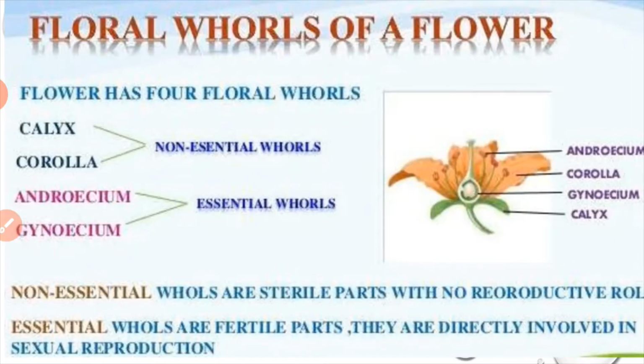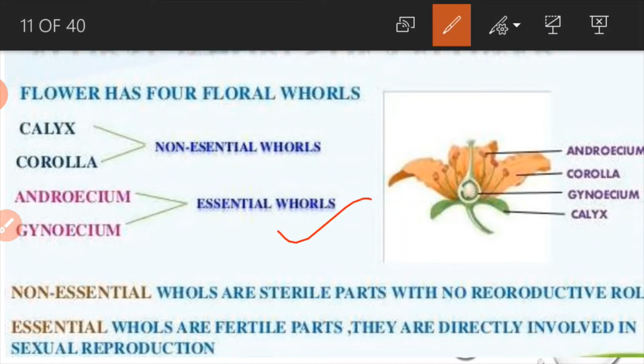Now which parts are essential and non-essential in a flower? So the 4 whorls are calyx and corolla. They are the non-essential whorls because they don't take part in reproduction, whereas androecium and gynoecium are the essential whorls because they are involved in sexual reproduction.